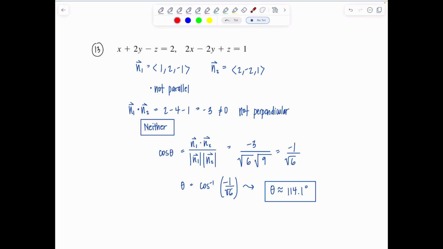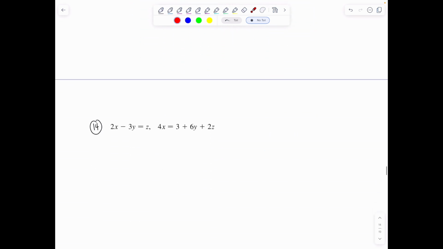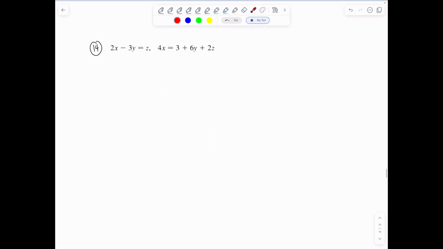Okay, one last one like this. Hopefully you're enjoying these. They're very straightforward. 2x minus 3y equals z. 4x equals 3 plus 6y plus 2z. So again, we're trying to figure out if the planes are parallel, perpendicular, or neither.